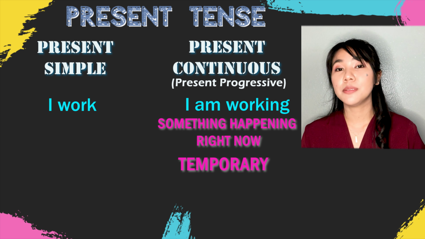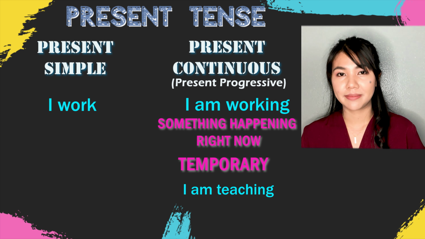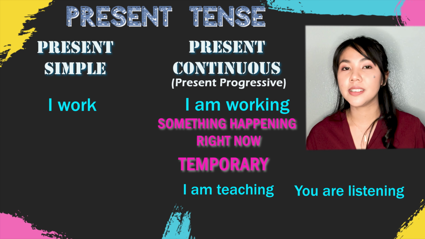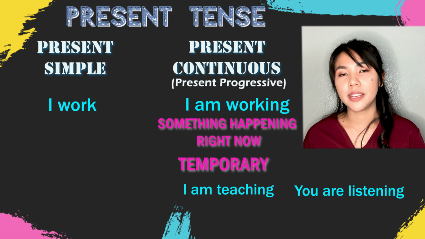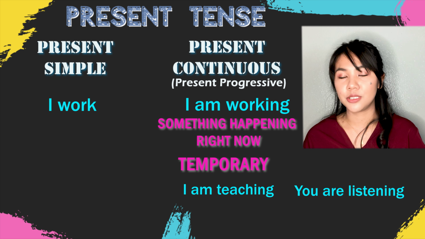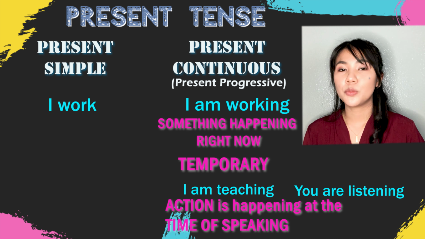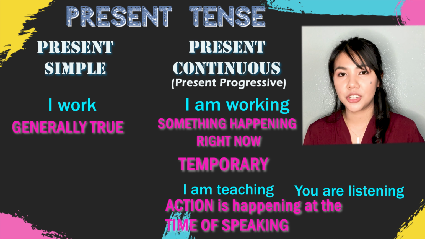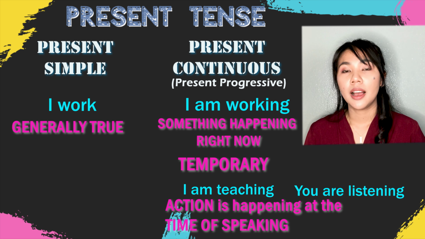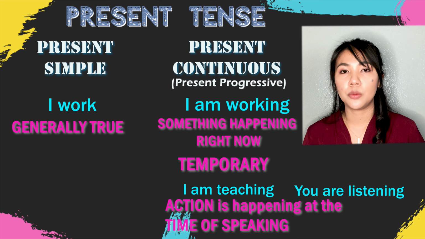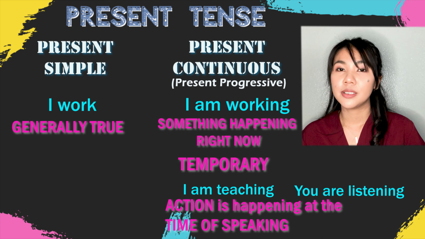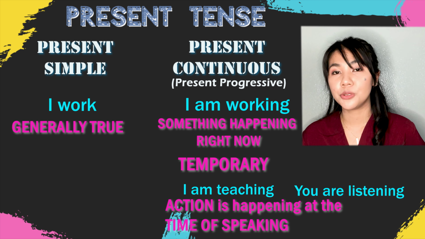Example, I am teaching. As you can see, I am teaching at this moment. You are listening. So these things are happening right now. I am teaching, you are listening. So when I'm saying that, I'm using present continuous. The action is still going on at the time of speaking. But when I say I work, that is general. For example, I may not be working at this moment, but I work somewhere else. I have a job. So when we talk about something that is true in general, that is present simple.